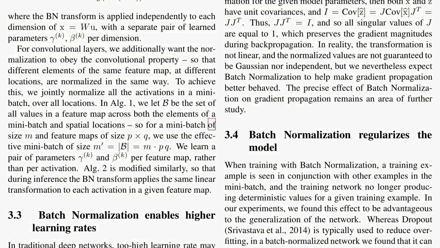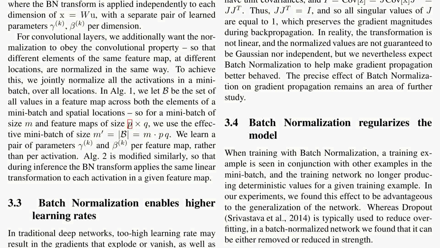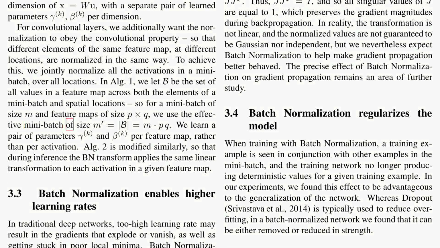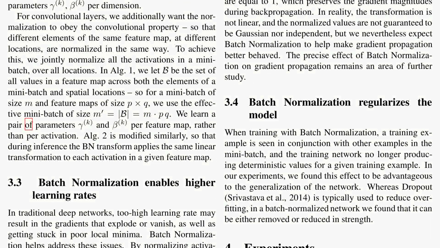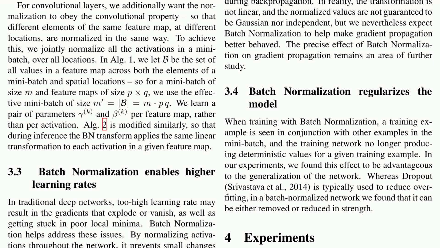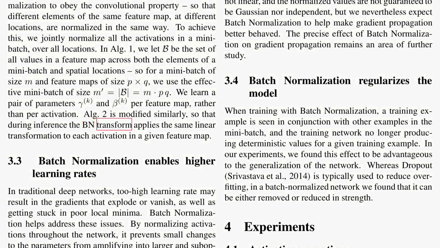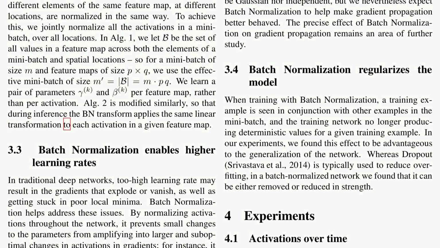So for a mini-batch of size m and feature maps of size p by q, we use the effective mini-batch of size m' equals |B| equals m times p q. We learn a pair of parameters gamma(k) and beta(k) per feature map rather than per activation. Alg. 2 is modified similarly, so that during inference the BN transform applies the same linear transformation to each activation in a given feature map.